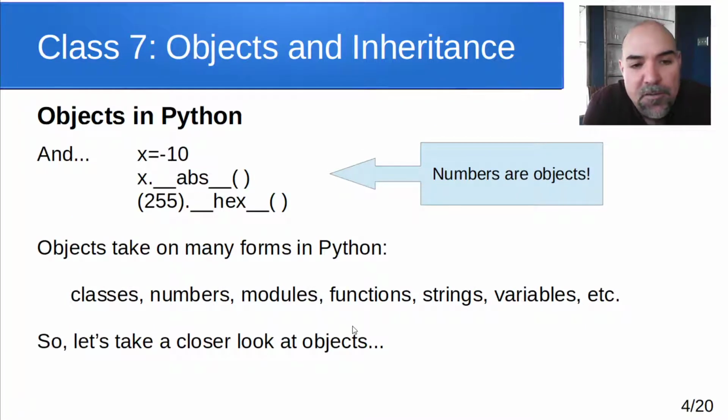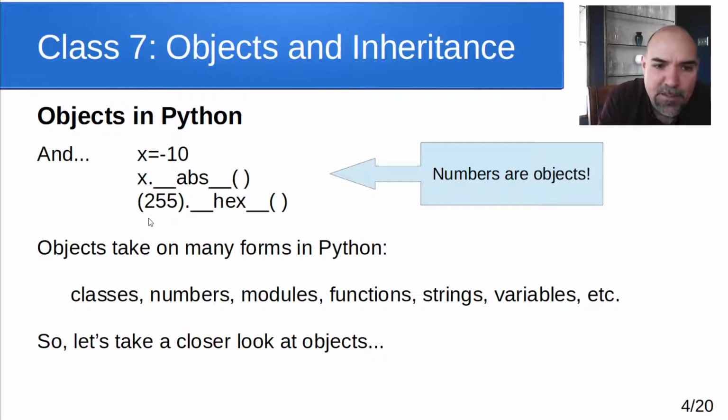All right, also numbers themselves. Here I have x equal to -10. I can do x dot underscore underscore abs underscore underscore to take the absolute value and get 10 out of that. Or I could take this number 255 directly and do dot underscore underscore hex, and that would give 0xff. So numbers in Python are actually instances of objects. The type of those would be an int type, and an int type is just another class.